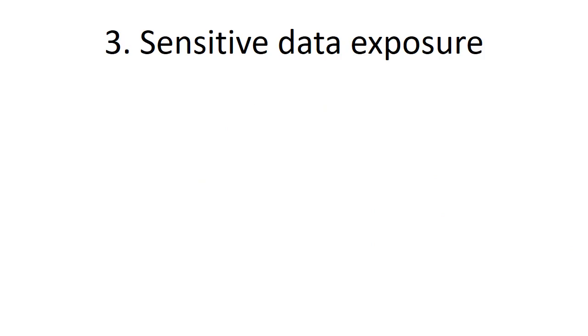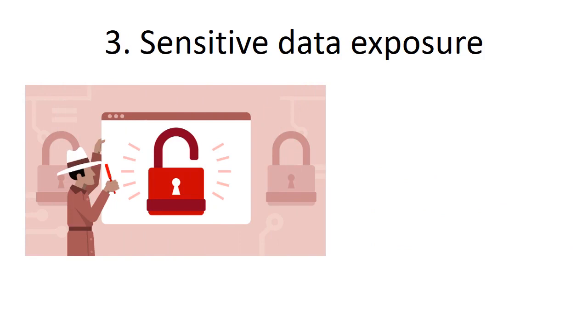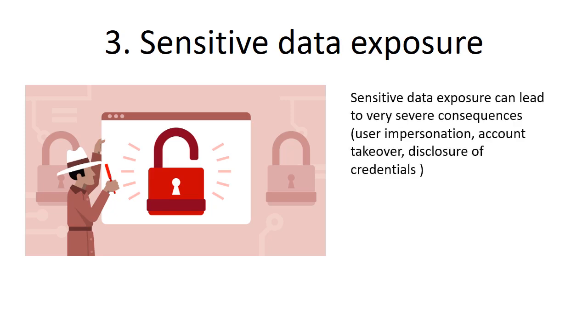Number three, sensitive data exposure. Sensitive data exposure can lead to very severe consequences: user impersonation, account takeover, a disclosure of credentials, or something else. Imagine a site simply does not use SSL for all authenticated pages. This enables an attacker to monitor network traffic and steal the user's session cookie, to hijack the user session or access their private data. So attackers can sniff or modify the sensitive data if not handled securely by the application.